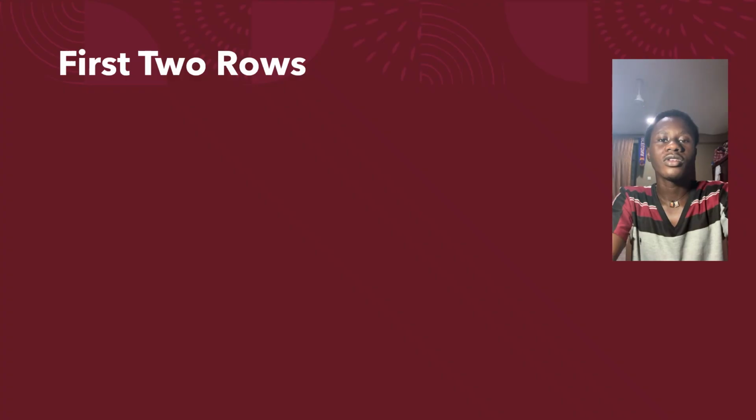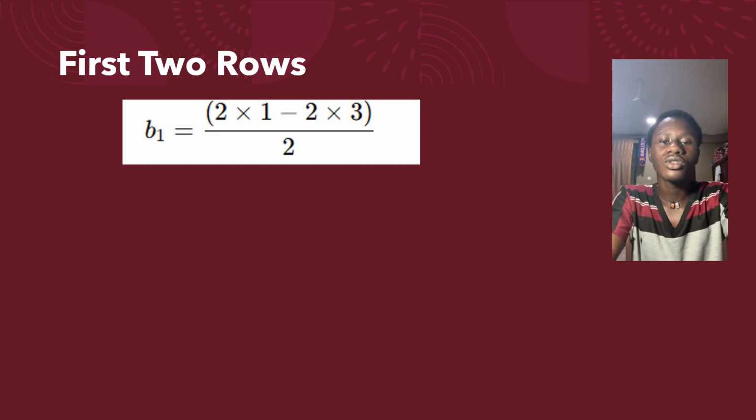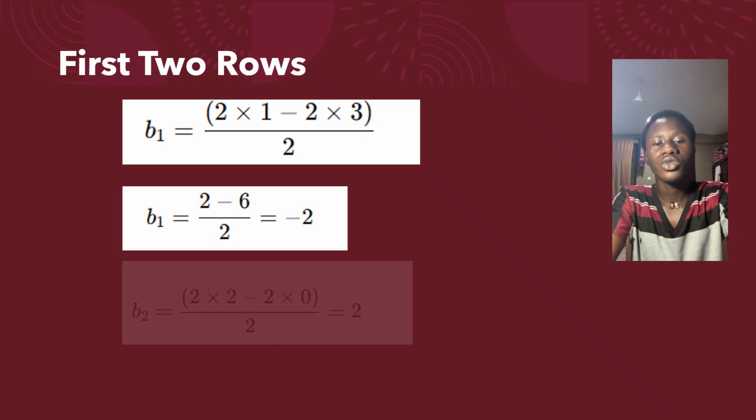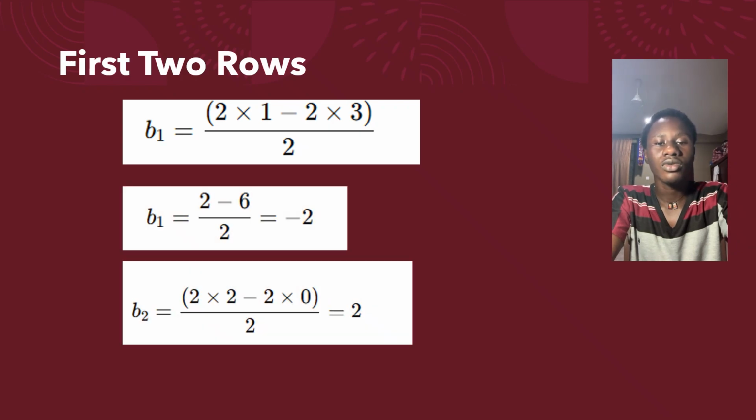I'm presenting the calculation for the s squared row. For s squared, we need components b1 and b2. So b1 is calculated using the formula b1 is equal to (2 times 1 minus 2 times 3) all over 2, to give us negative 2. Then b2 we calculate using the formula (2 times 2 minus 2 times 0) all over 2, which gives us b2 equal to 2. So the s squared row will have the components minus 2 and 2. Thank you.